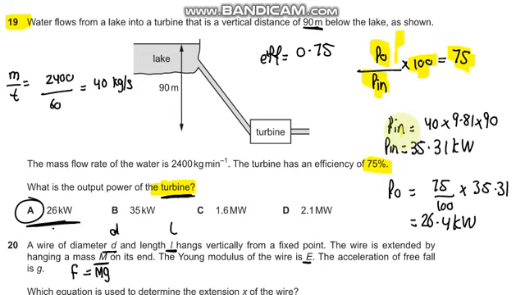So in order to get the power input, we can calculate energy over time by using the formula mgh over t. We have our mass over time in terms of seconds as 40 kg per second, and we can just substitute it in over here, mass over time times g times h. So that is mgh over t, which is 35.31 kilowatts. So the power output becomes 26.4 kilowatts, which is A.